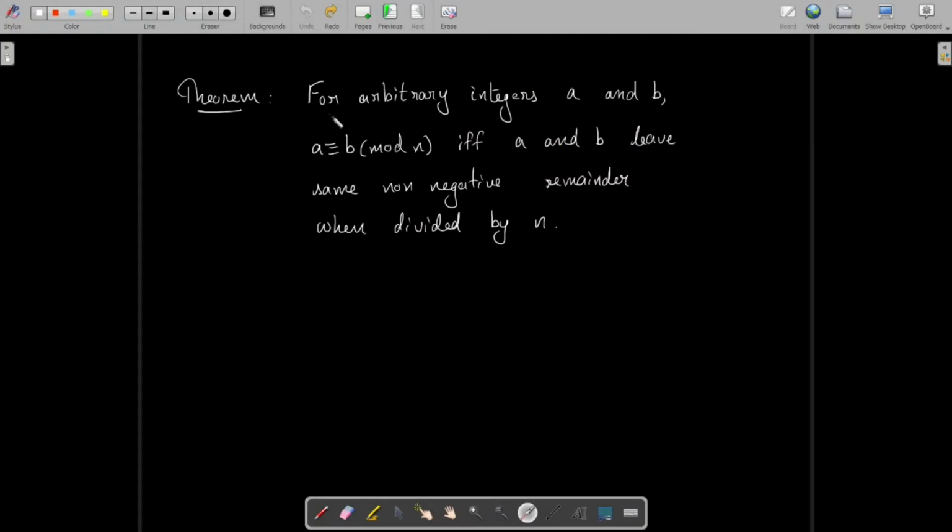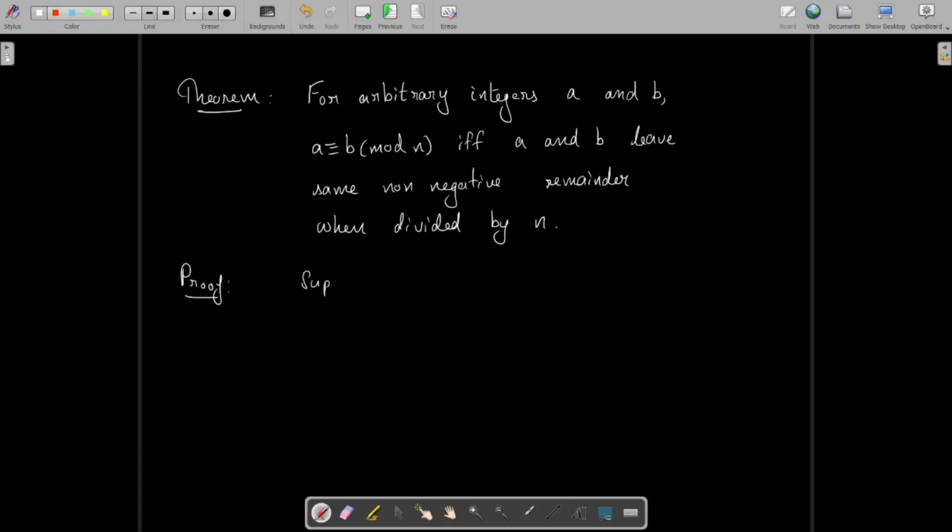Now we have a theorem. For arbitrary integers a and b, a is congruent to b mod n if and only if a and b leave the same non-negative remainder when divided by n. So let us prove the theorem.